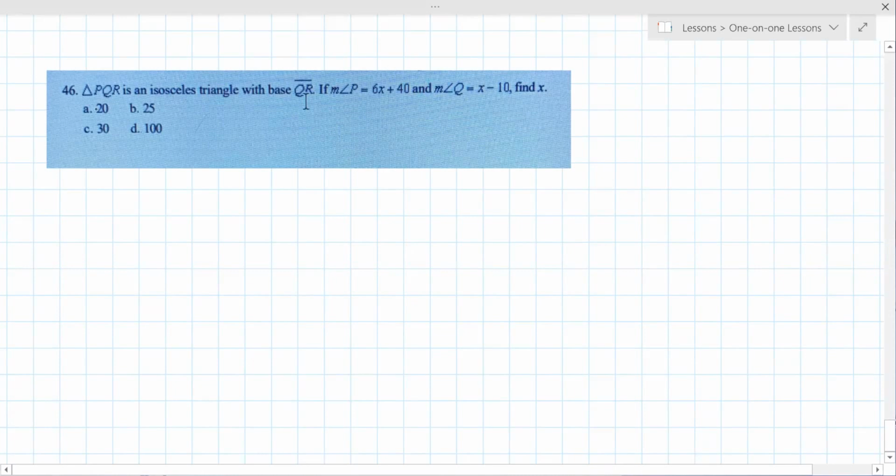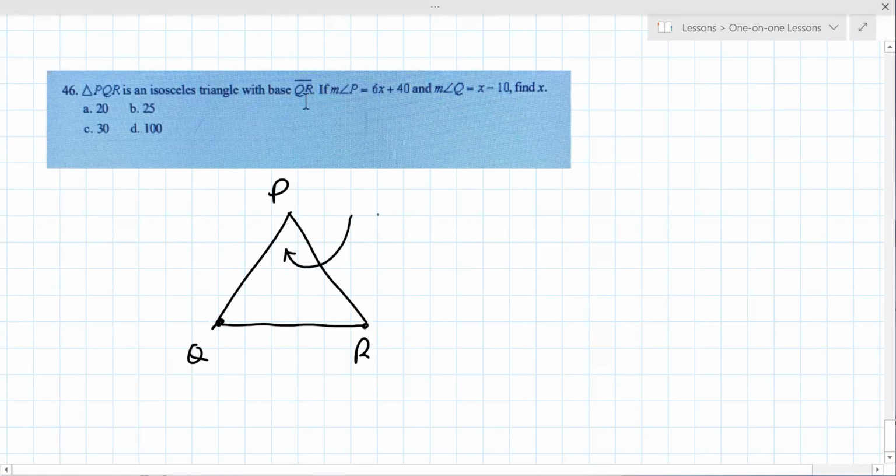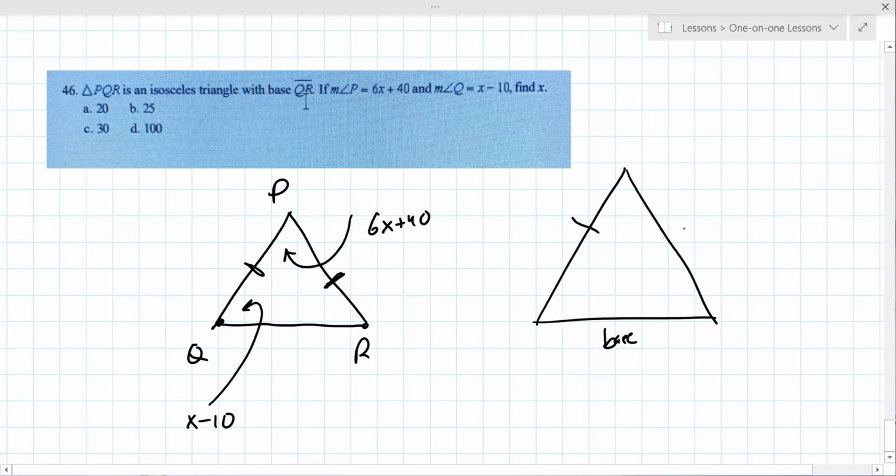46, though. PQR is an isosceles triangle with base QR. So I think it's good to draw it out. I'll call this Q and this R, and then here's P up here. If measure of angle P, this one right here, is 6x plus 40, and measure of angle Q is x minus 10, find x. Because QR is the base, these two sides are congruent. The base of an isosceles triangle is down here. The sides are the same, the base angles are the same. So in our picture, this angle is also x minus 10.